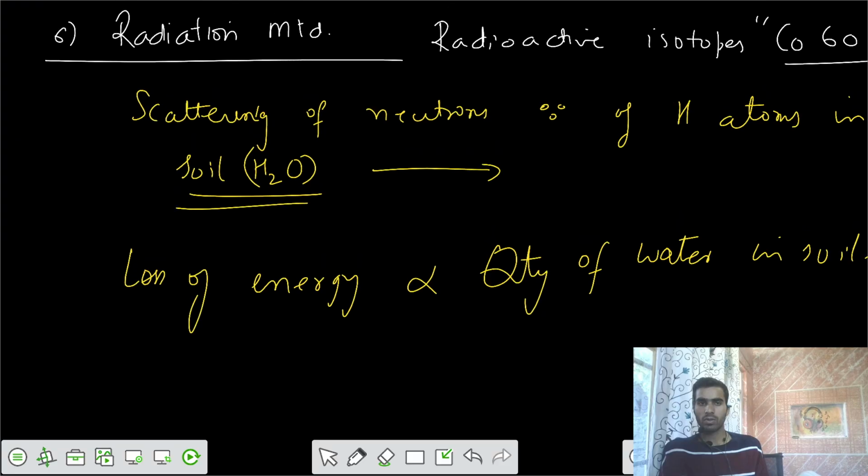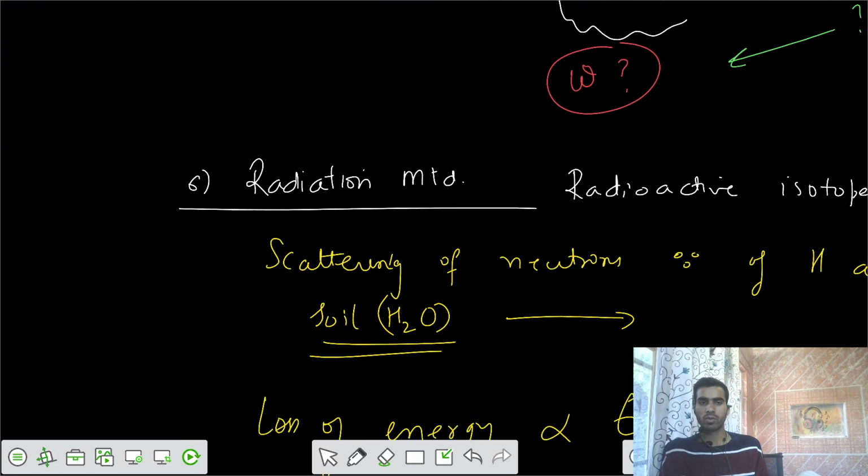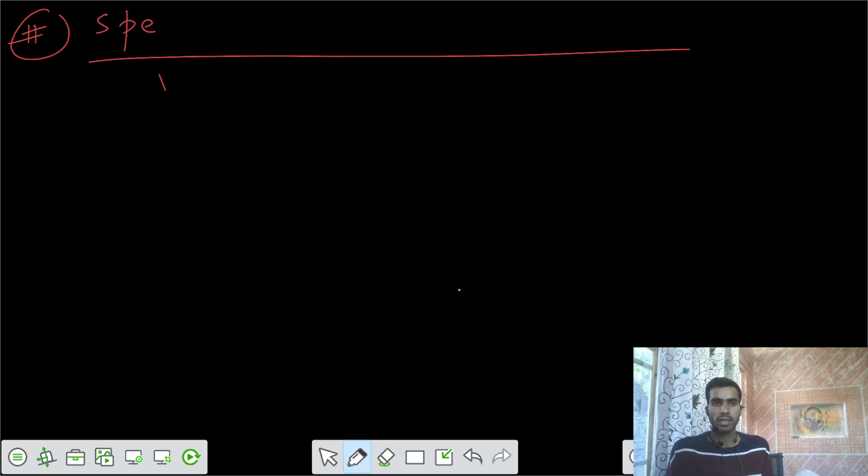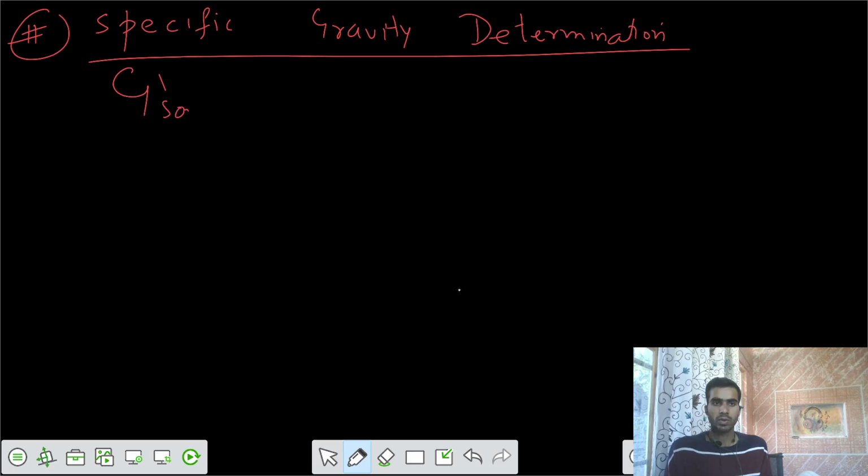Okay, that was all for the water content determination. Well, now we have to talk a little bit about specific gravity determination. That's actually the specific gravity of solids, soil solids, that is GS. We need to determine how to estimate this value of GS.